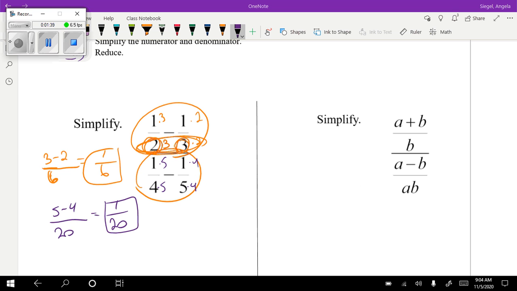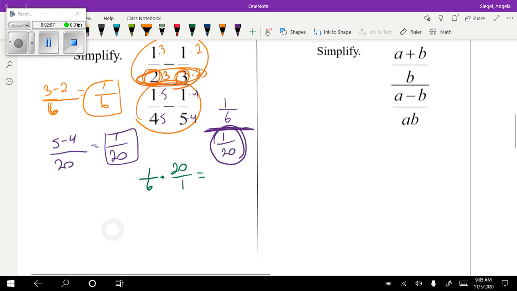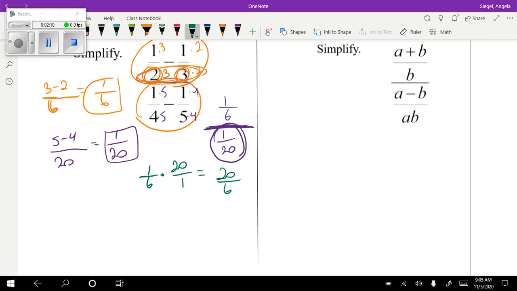Okay, so if you did it correctly, you should have gotten 1/20. So we're still having a complex fraction. So we have 1/6 divided by 1/20. But remember what I said, when you divide by a fraction, you multiply by its reciprocal. So let's see this play out here. So I have 1/6 times 20/1. So this goes back up to here. We're going to simplify and then we're going to reduce. So I end up getting 20/6, and 2 goes into both of those. And so I'm going to get 10/3 for my final answer.